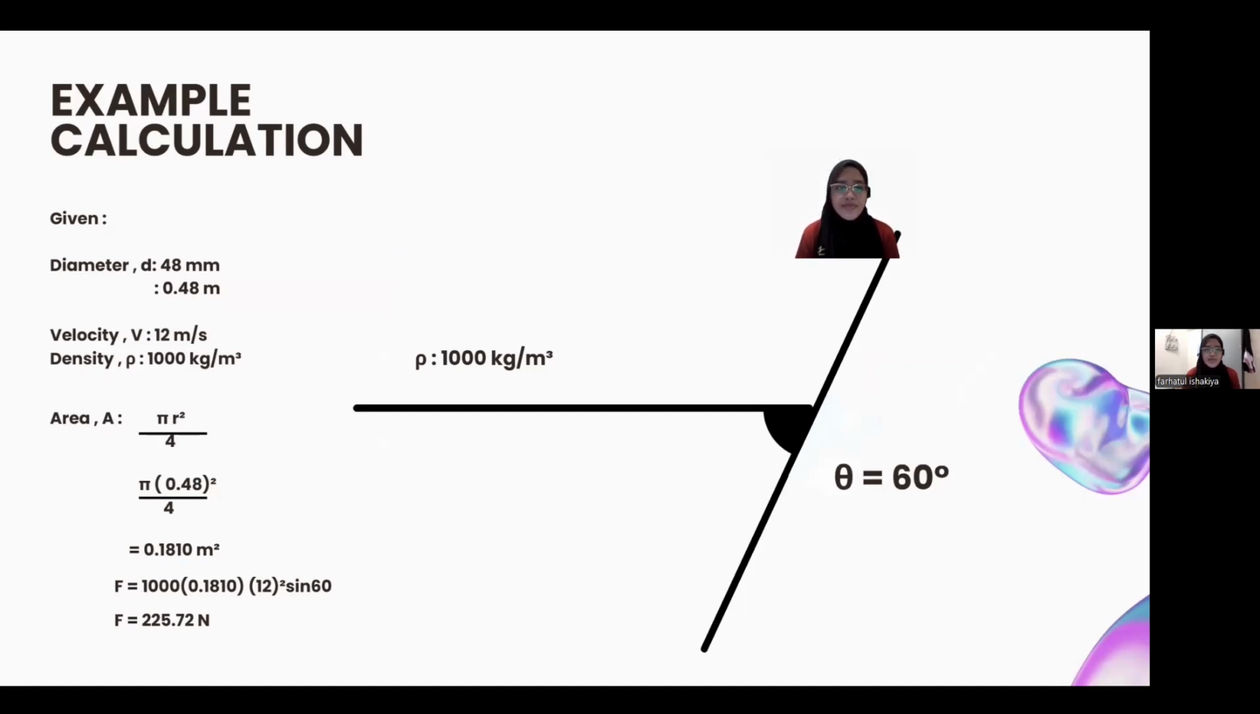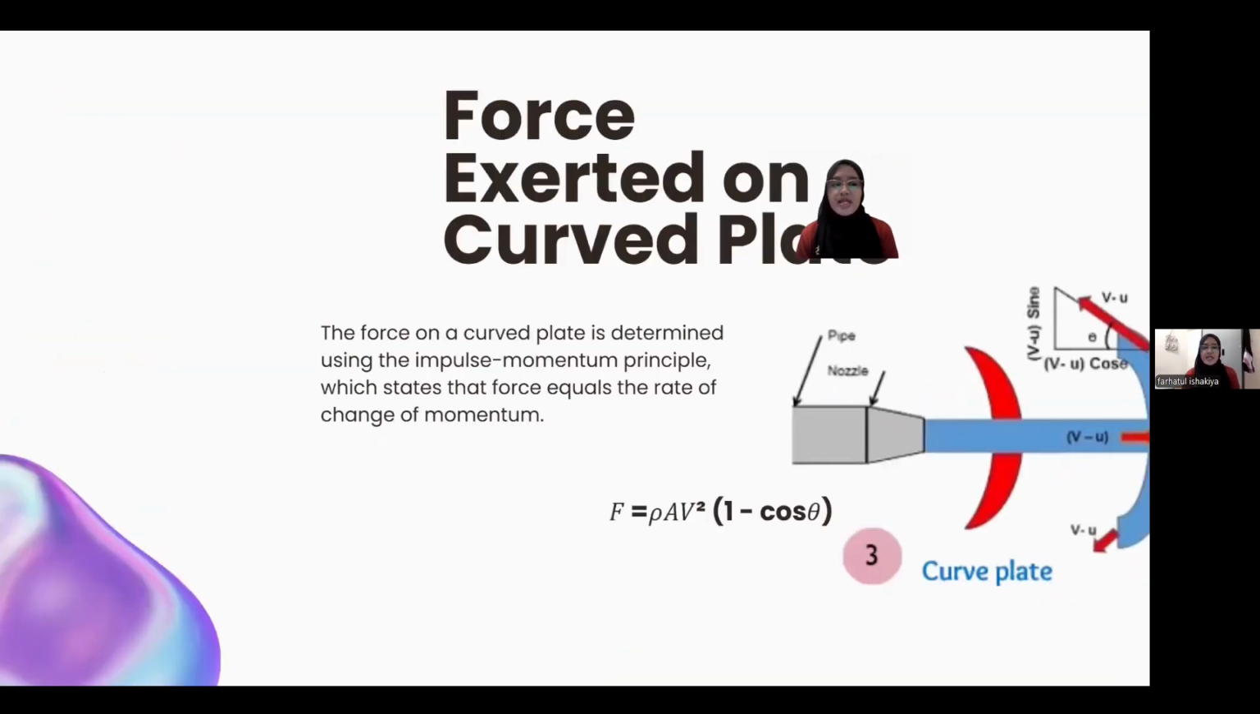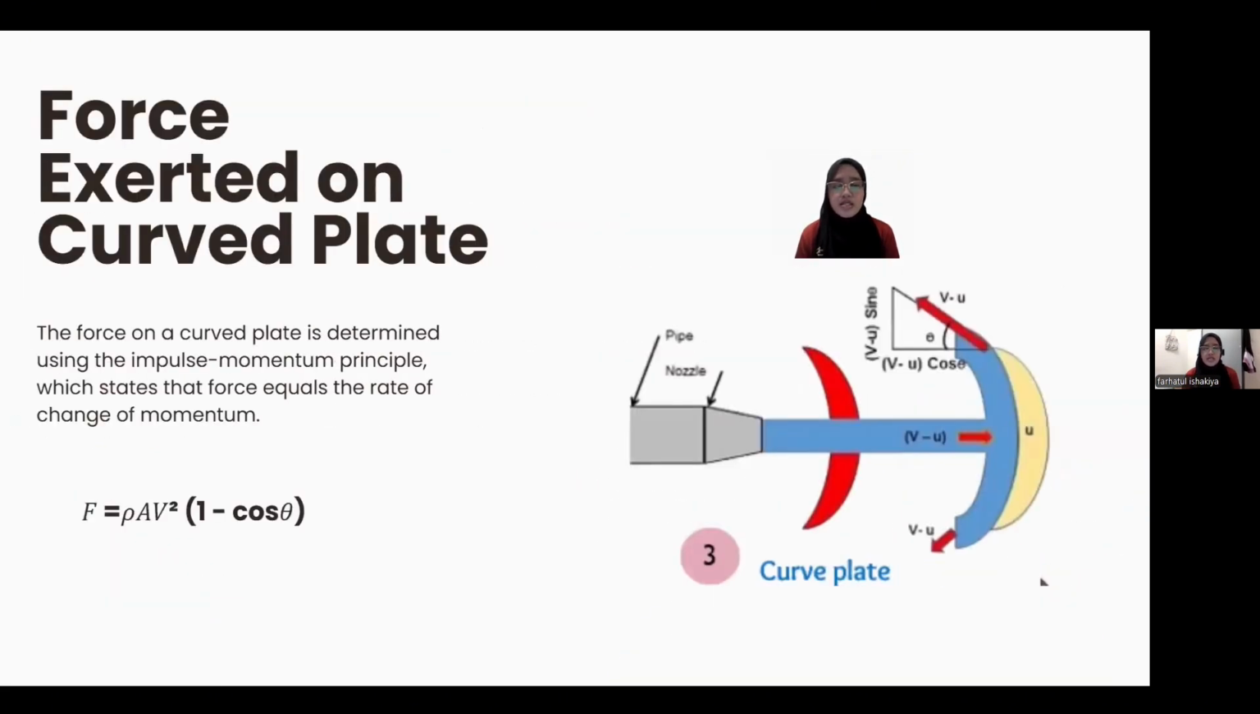0.1810 meter square. And input the data to the formula, we will get F equal to 1000 times 0.1810 times 12 square sine 60. And we will get F equal to 225.72 Newton. Next, we have the next subtopic in topic 6, which is force exerted on curved plate.